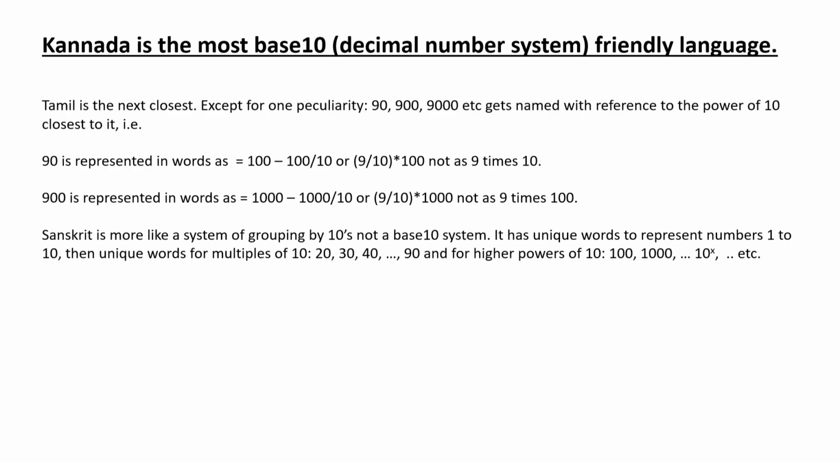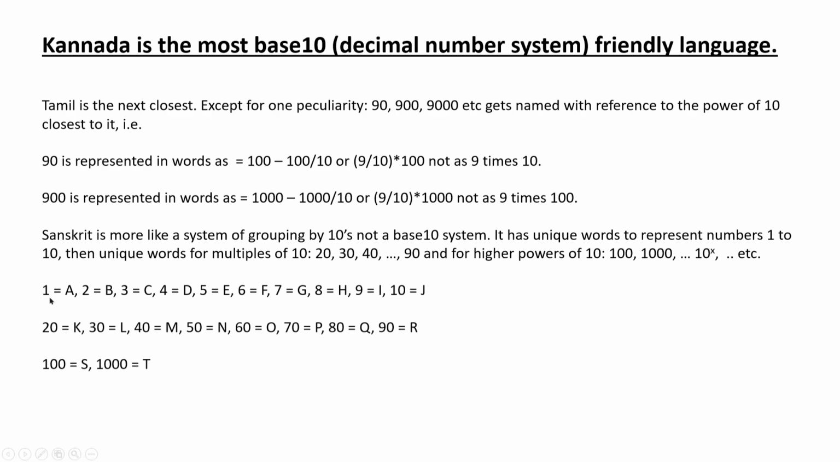Sanskrit in this case is more like a grouping by tens. It's not a base 10 system, it's a grouping by 10 system. So it has unique words to represent numbers from 1 to 10, but it also has unique words to represent multiples of 10, like 20, 30, 40, 90. They are not derived, 20 is not derived from 2 into 10, 30 is not derived as 3 into 10, but new words have been coined to represent them. And it also has unique words for higher powers of 10, like 100, 1000, any 10 power x.